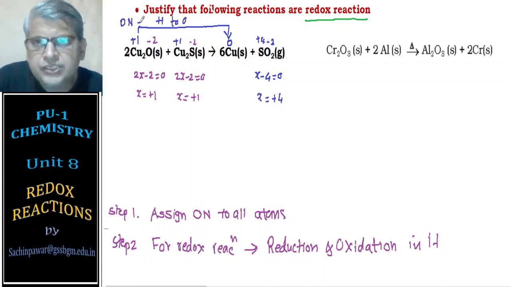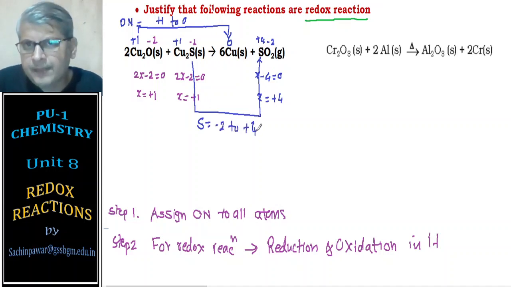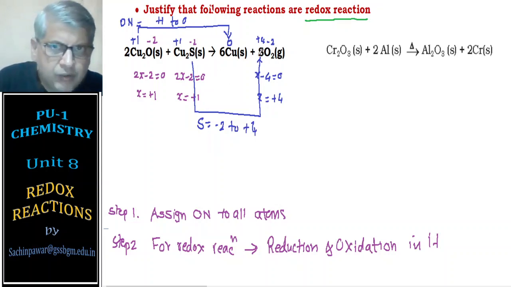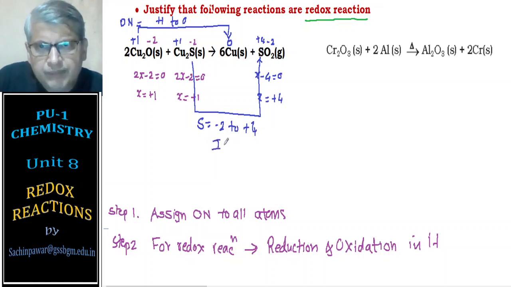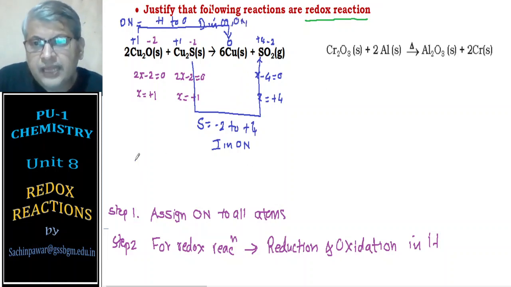The oxidation number is changing, a decrease in the oxidation number is taking place. Oxygen minus 2 remains the same. And if you check sulfur, the oxidation number is changing from minus 2 to plus 4, which means an increase in the oxidation number. And this is a decrease in oxidation number. Since both a decrease and an increase in oxidation number are taking place in this reaction, it is a redox reaction. We can easily find out.